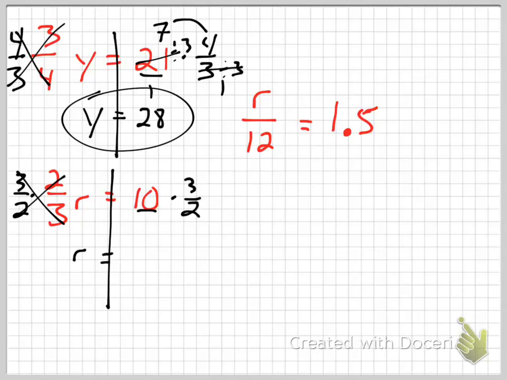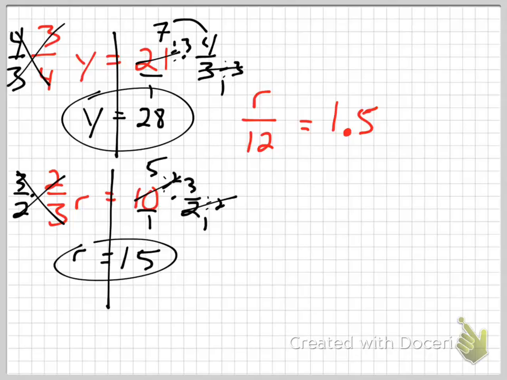R equals. Can I reduce anything? Divide by 2, divide by 2, 1 and a 5. 5 times 3 is 15 over 1, which is just 15. How many of you got R equals 15? Good deal. The next one. There's a decimal here. Did that bother anybody? It should not have. Line on the equal sign.